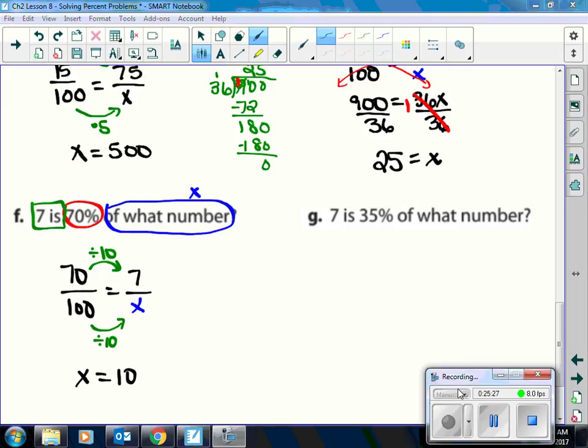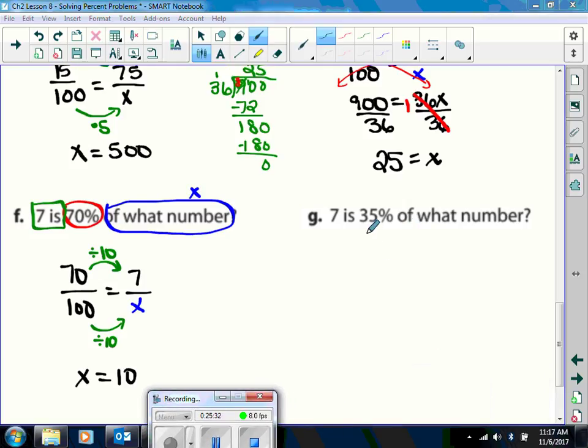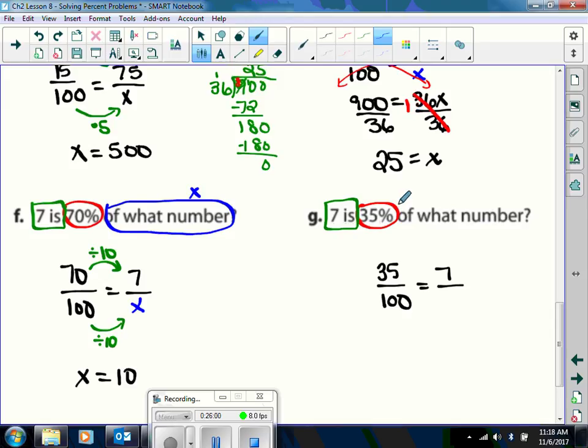All right, so for example G, we're going to do this one by cross multiplying. Okay, so we will set up our percent proportion. So that's the 35% goes over 100. So that's going to be 35 over 100. And that's equal to the is number, which is 7 again. So that's the part, over the of number, which is what we're solving for. And that's going to be our x.